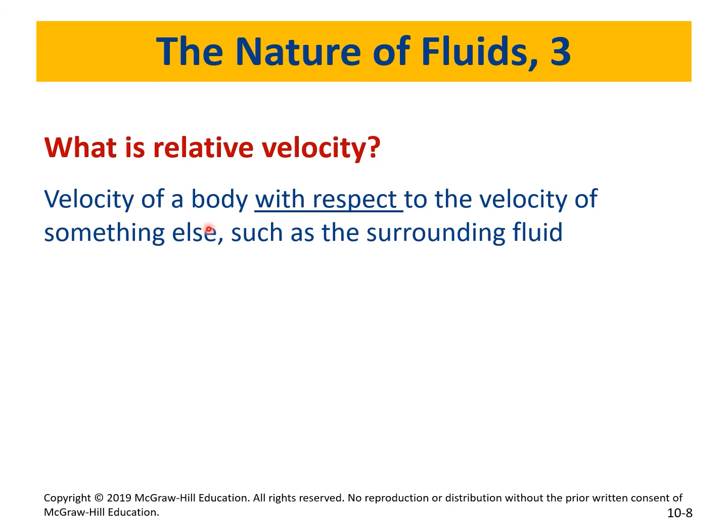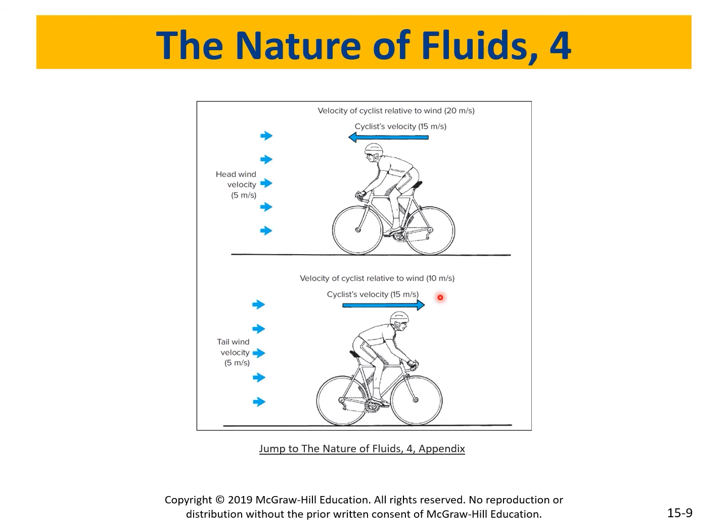So the velocity of a body with respect to something else, such as a surrounding fluid. Here's an example. I have this biker and I have the wind, right? The apparent velocity of the biker is 15 meters per second, and I have a wind of 5. The velocity of the cycle relative to the wind is how much?